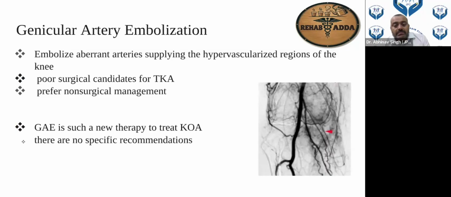And it is a new therapy. No such standard recommendation or guideline is available on which patient to do, which patient not to do. Whatever clinical experience I have, mainly it has a limited role in grade 4. Outcome is mixed. Sometimes you will get a very good result, sometimes you won't. One of the reasons is that bony anatomy remains the same. Only the hypervascularized region, whatever is there, gets embolized. So outcome will be mixed. Grade 2, grade 3, yes, moderate. It has shown good results, especially for the pain relief. So these are the things to be taken care of.